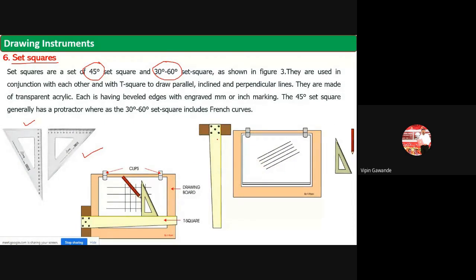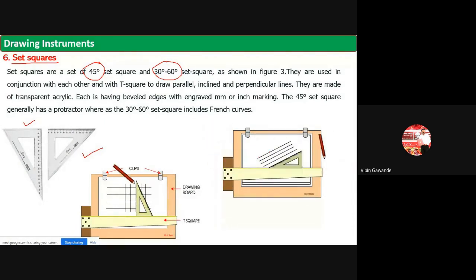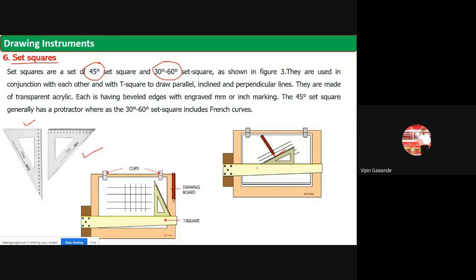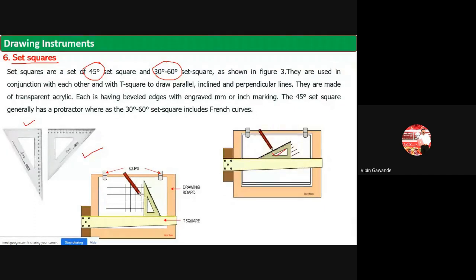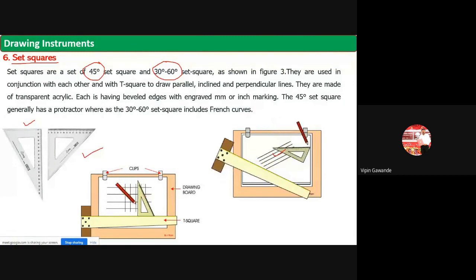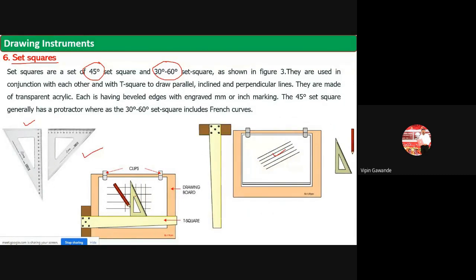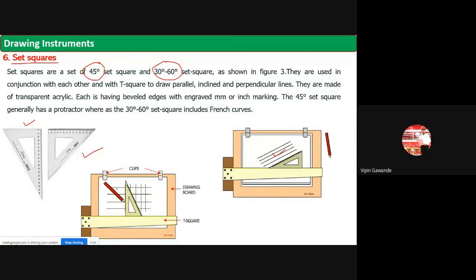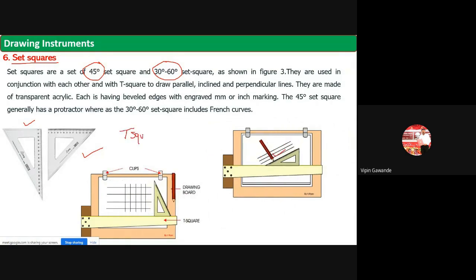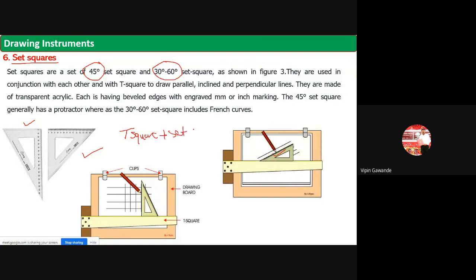Now we are seeing that using the T-square we can construct the horizontal lines. For drawing the other types of lines, you have to combine the T-square with the set square. So here we are using the set square along with the T-square, and we are constructing the different types of lines. Okay, so this is the combination: the T-square plus the set square.